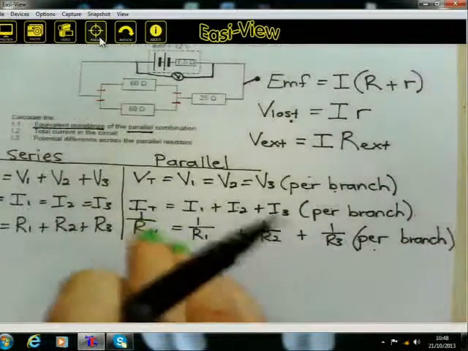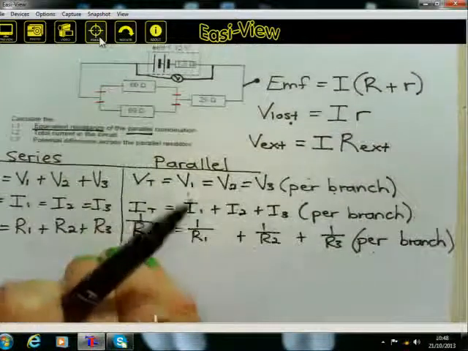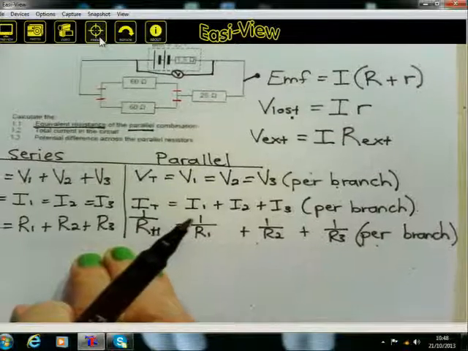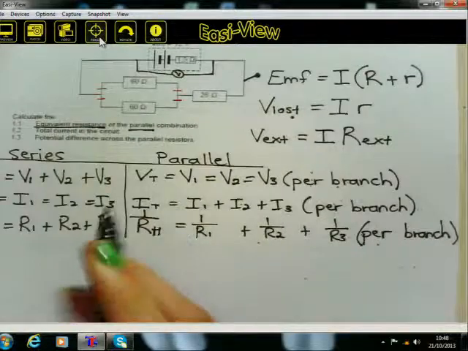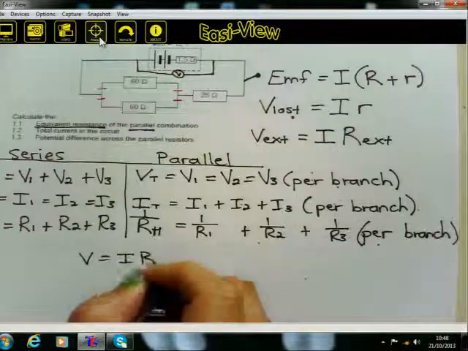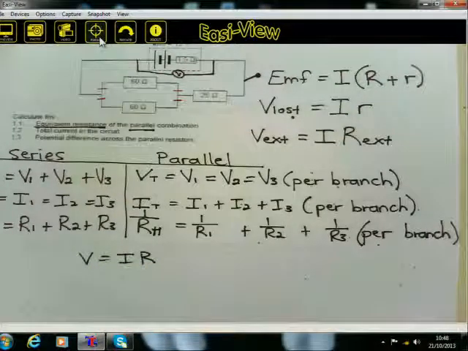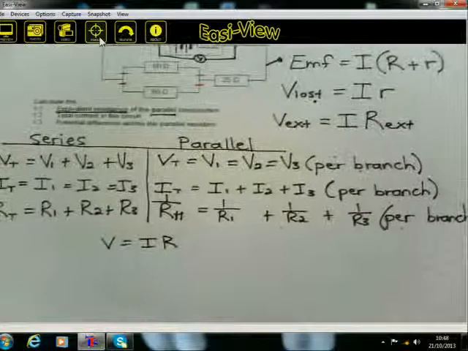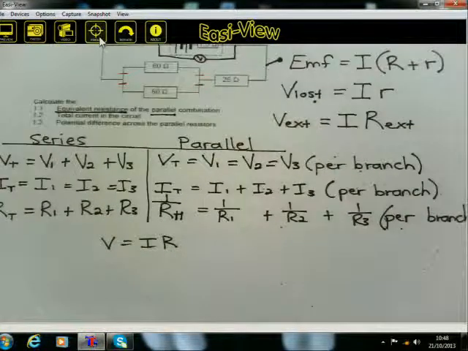So there are your 6 rules that you're going to study from the top of your head, and then we're going to use Ohm's law, V equals IR, and then you can solve any circuit problem. Alright, so let's jump into this one.